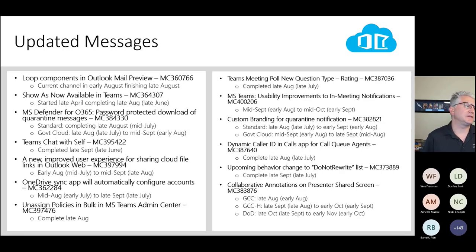All right, a bunch of updated ones. These are all timeline ones. As I was mentioning, sometimes they come across as timeline ones versus maybe it's a change in intent as far as what the verbiage is inside the message. But these are the big ones that I want to make sure that you guys are aware of. We did talk about a couple of these last meeting. The Teams meeting poll new question rating, that's been delayed. It should be completed late August as opposed to late July. Talking about the dynamic caller ID in call apps, that was also delayed to late August.